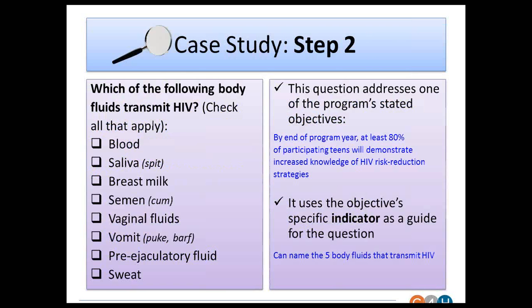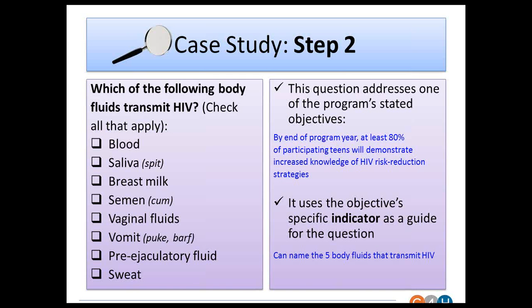Okay, so that was a lot of information. So let's go back to our case study now to show how to make questions based on the program objectives and indicators. So as you can see here, we've used one of the indicators to the program's first objective to guide the question. The indicator we are using has to do with the bodily fluids that transmit HIV. So we've formed our question around that.